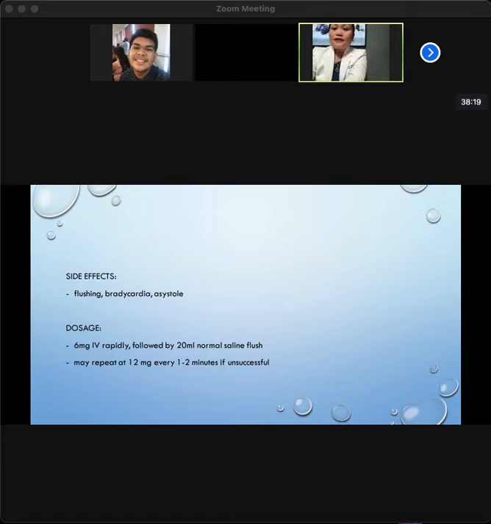The side effects are flushing, bradycardia, and even asystole. The dosage for your adenosine is 6 milligrams IV, rapidly given, followed by 20 ml normal saline flush, and then elevate the IV site. Then you can repeat the dose at 12 milligrams every 1 to 2 minutes if unsuccessful yung resuscitation mo. Okay?